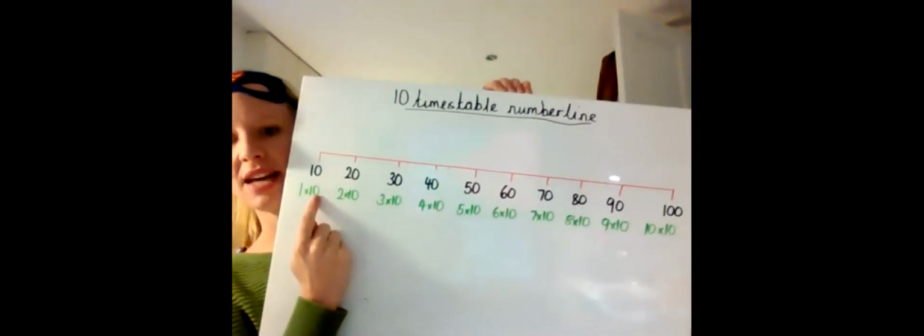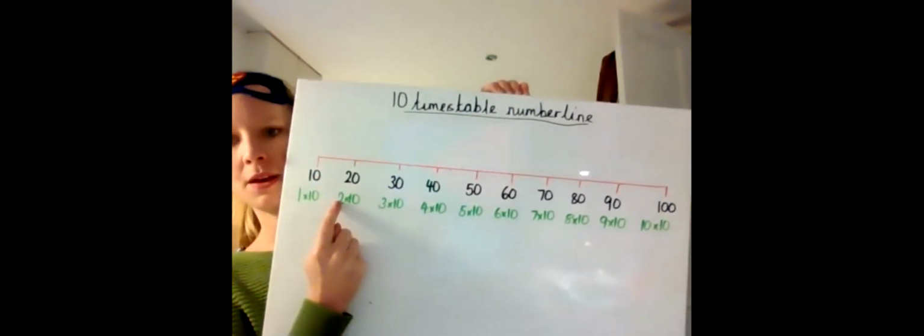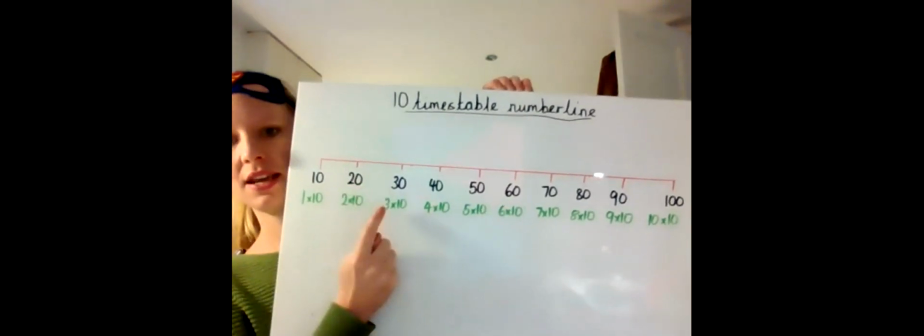10, 20, 30, 40, 50, 60, 70, 80, 90, 100. So there's my 10 times table along there. And then just underneath, to help me, I put 1 times 10, because that's what 10 is. 2 times 10 is 20. 3 times 10 is 30. 4 times 10 is 40. 5 times 10 is 50. 6 times 10 is 60. 7 times 10 is 70. 8 times 10 is 80. 9 times 10 is 90. 10 times 10 is 100.